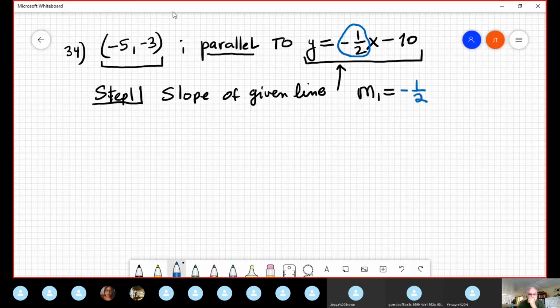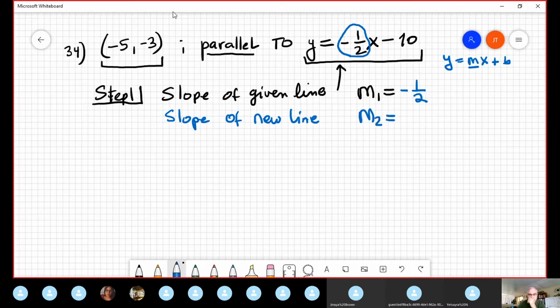Okay, the coefficient in front. Remember the formula is y equals mx plus b. No? This number is the slope. Entonces, my next question is, what is the slope of the new line I need to find? It's parallel to the given line. I call it M2. What is the slope of M2? The same slope. The same slope. Very, very well. Super.